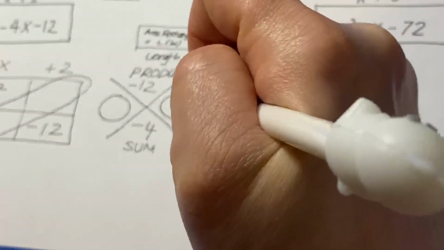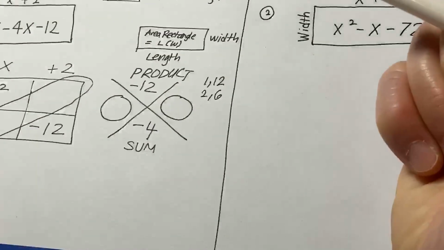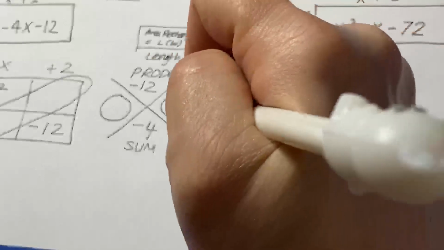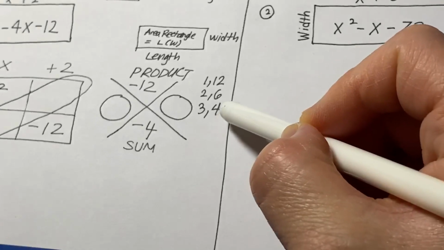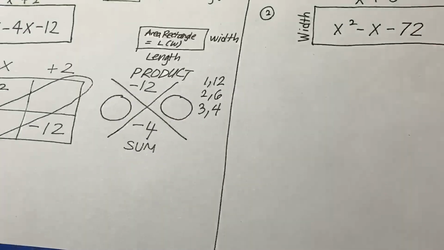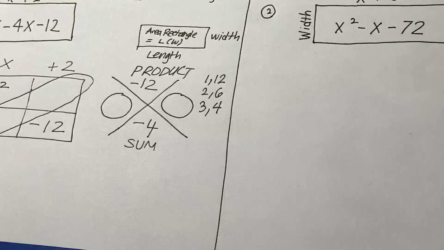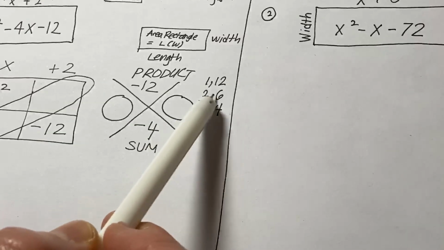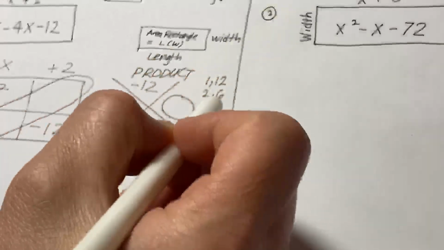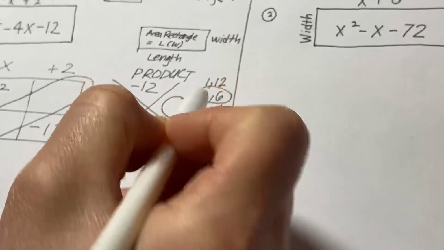What's the number after 1? 2. 2 times 6 is 12. What's the number after 2? 3. 3 times 4 is 12. And now after 3 is 4, and then the numbers continue. So this is how we know we're done with the list of factors. Now which pair, when you add or subtract, will give us that 4? And it is 2 and 6.